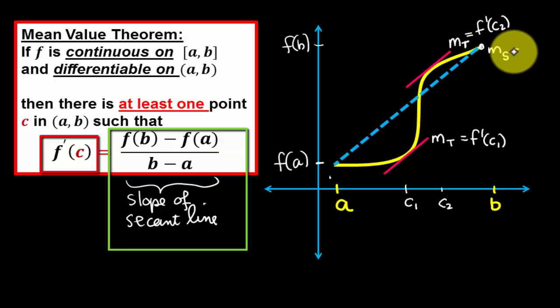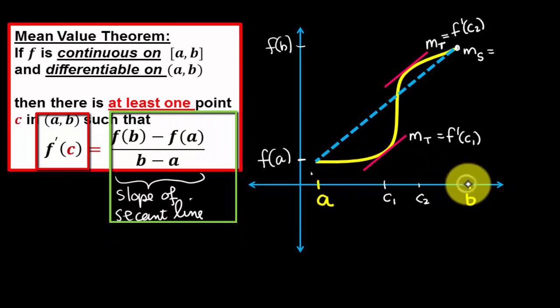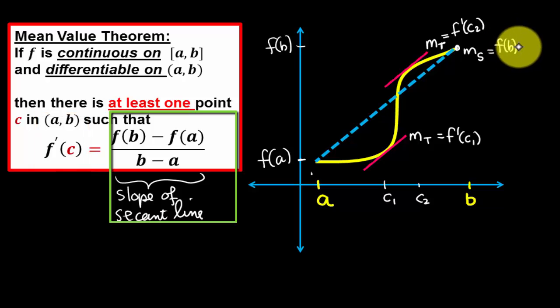And what is this slope? Well, y2 minus y1 divided by x2 minus x1. So that's the slope: you've got f of B minus f of A divided by B minus A. All right? So that's all the mean value theorem says.